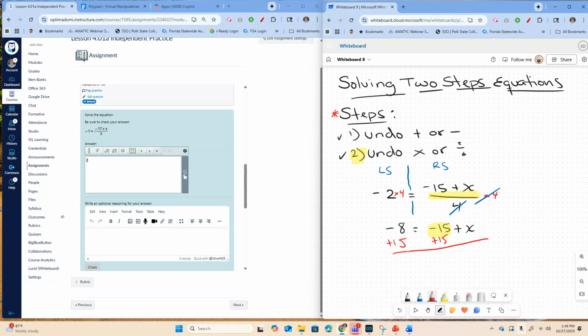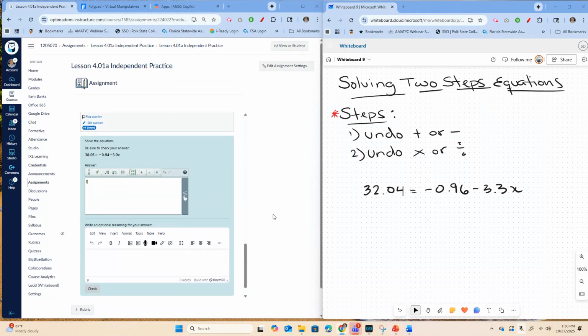And then negative 8 plus 15, use the calculator. That's going to be 7. When you add negative 15 and 15, that gives you 0. So we cross it out, and we still have the x. And look, I solved for x. The whole idea is to find the value of x. Leave the x by itself. And that's how you do problem number 2. Let's go to the next one.